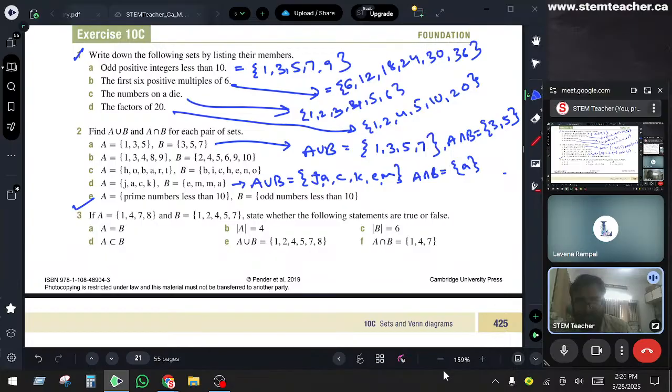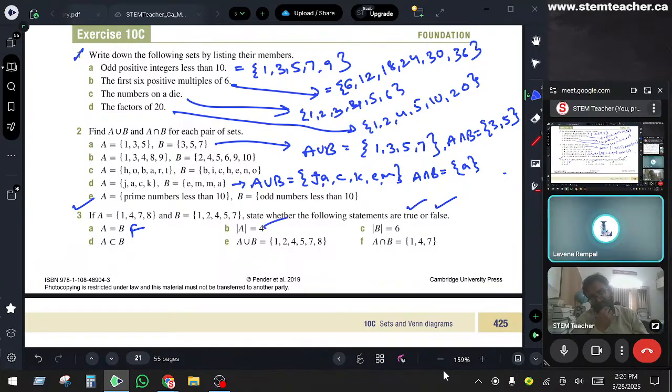This is a true or false question. What is the first one? True or false? False. Why? Because there is a 2 in it. What about B? False. Why? How many elements are in A? No, sorry, it's true. What about C?